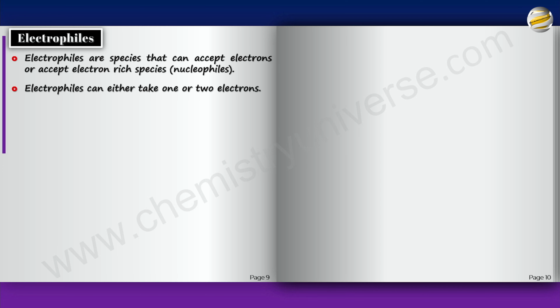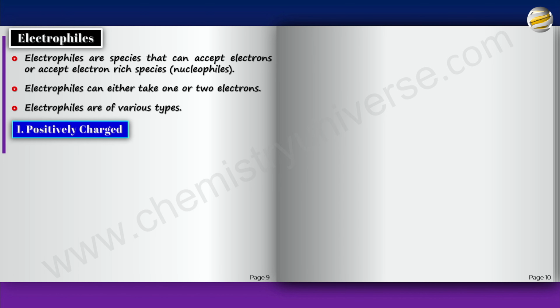Electrophiles can either take 1 or 2 electrons, so it doesn't matter how many electrons they take. Electrophiles are of various types. The first are the positively charged ones, and as you can see, all of these are positively charged and they're all electrophiles. They're not just electrophiles because of the positive charge, they're electrophiles because they have unfilled orbitals, either partially filled or completely empty.